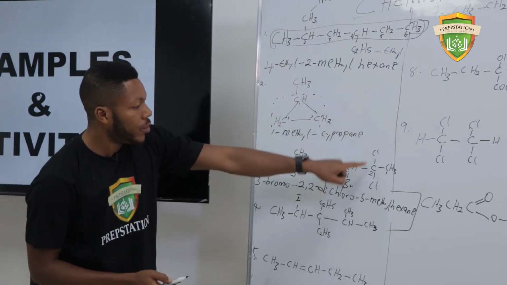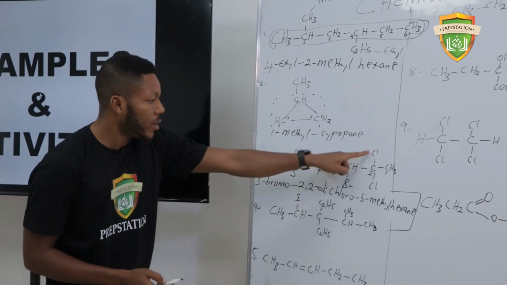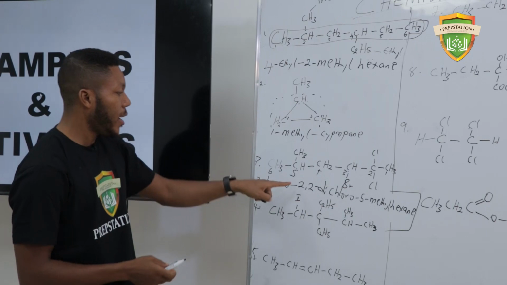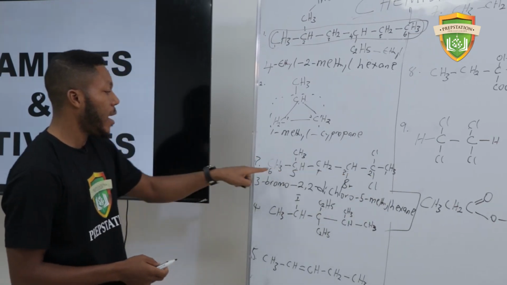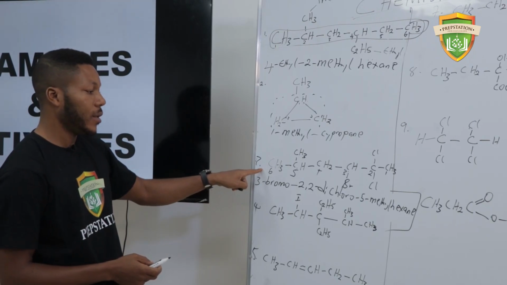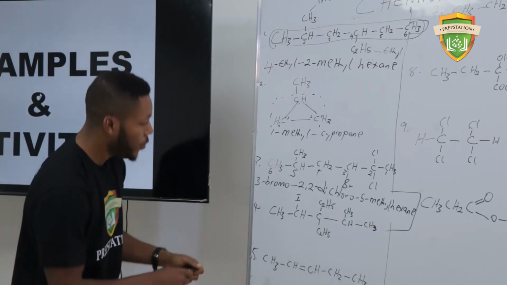3-bromo-2,2-dichloro-5-methyl, then hexane as your parent hydrocarbon. That's the name. Okay, this one the same thing.